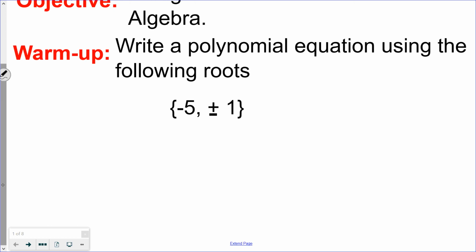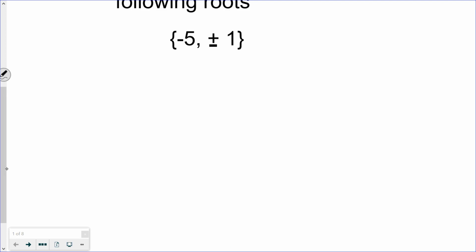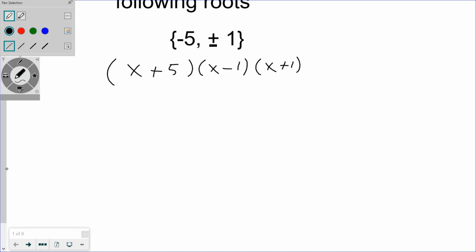So, our zeros are -5 and plus or minus 1. That means my zeros, or my roots, or my factors, sorry, will be x plus 5 and x minus 1, x plus 1. x minus 1 times x plus 1 is the factored form of a difference of squares. That means it's going to multiply out to x squared minus 1.